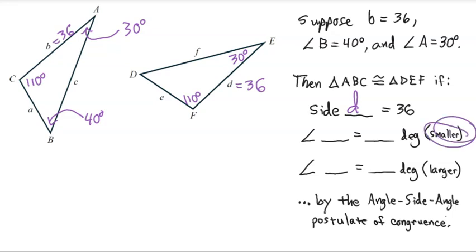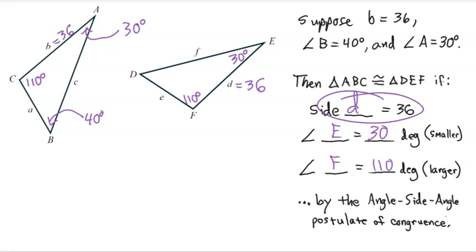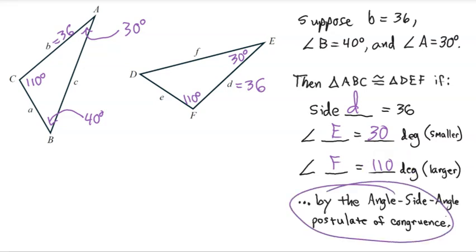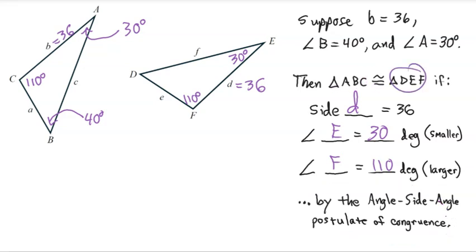But look, this says put the smaller one first. Well, which one's the smaller? Is 110 smaller or is 30 smaller? Well, 30 is smaller. And which one's 30 degrees? Well, that's angle E, okay? And then the larger angle is 110 degrees, and that's angle F. And so if side D is 36 and angle E is 30 degrees and angle F is 110 degrees, then by the angle side angle postulate, triangle ABC is congruent to triangle DEF.